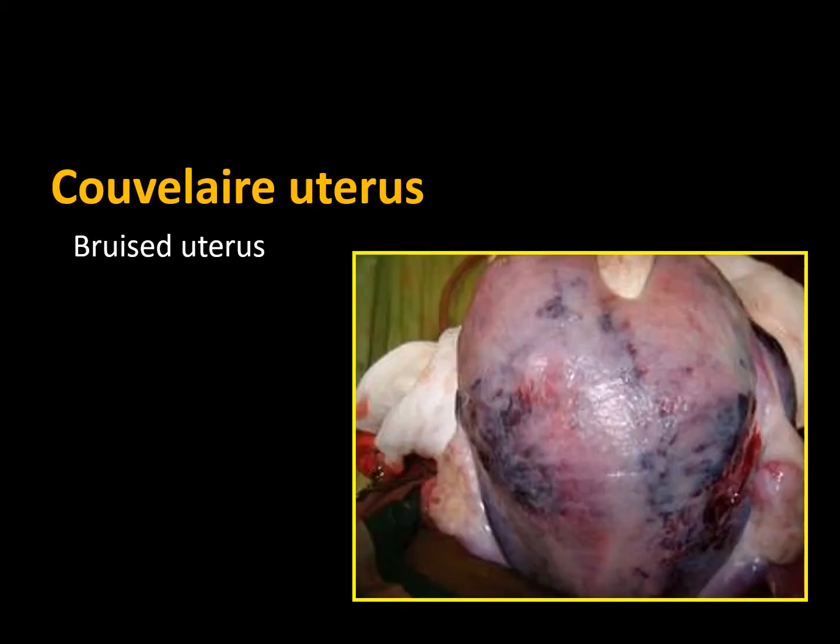A Couvelaire uterus is where blood seeps through the uterine wall and it looks like a bruised uterus. You can't see this in a vaginal delivery. We can see this only if we do a cesarean section. The importance of a Couvelaire uterus is that this uterus will be atonic after delivery, and this is a cause of postpartum hemorrhage because of atony.